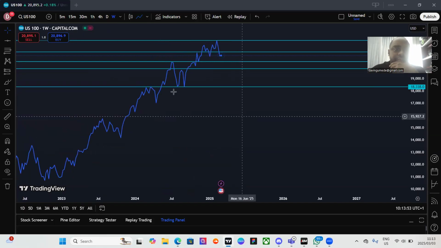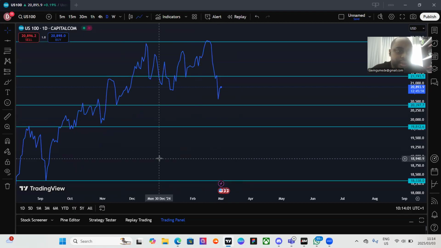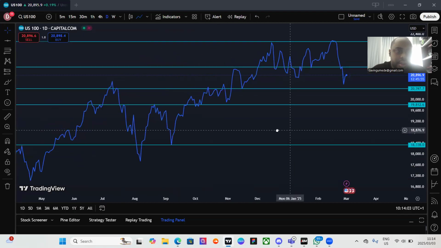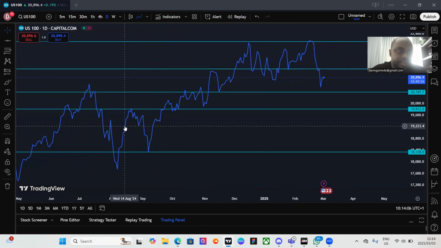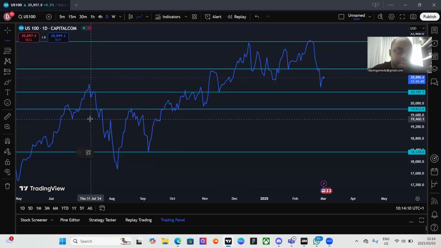So okay, I'm gonna end it off actually from there. Zoom in and then there's some more key levels.